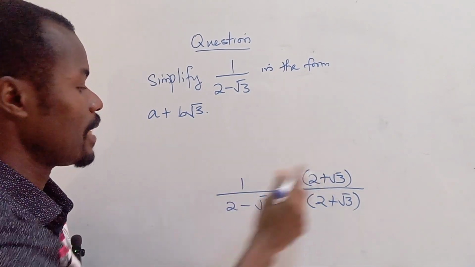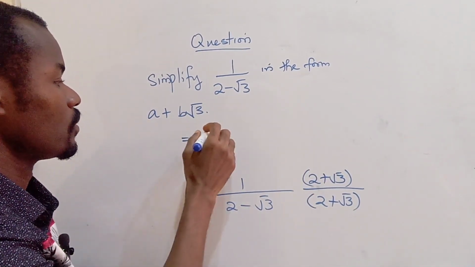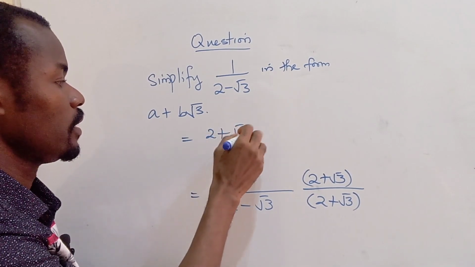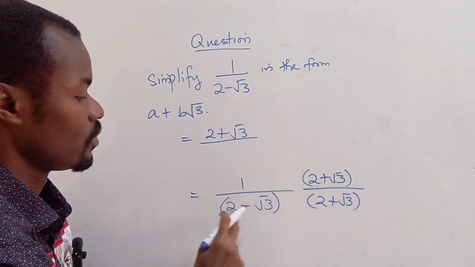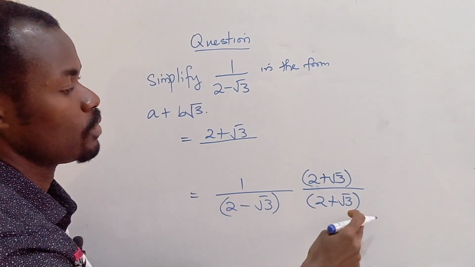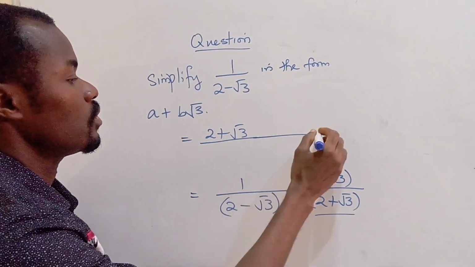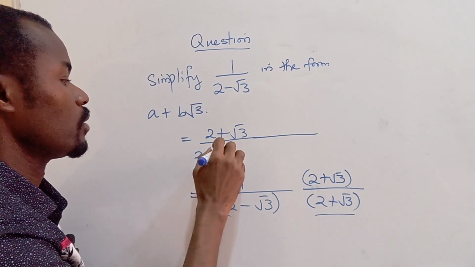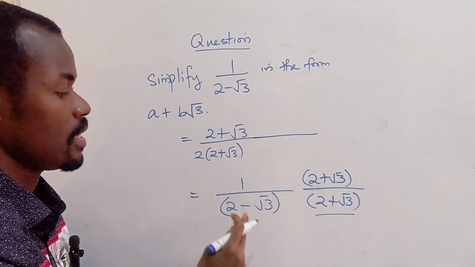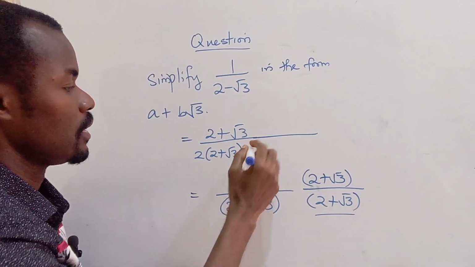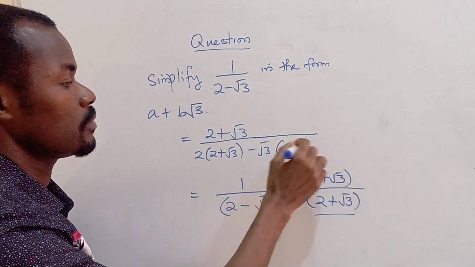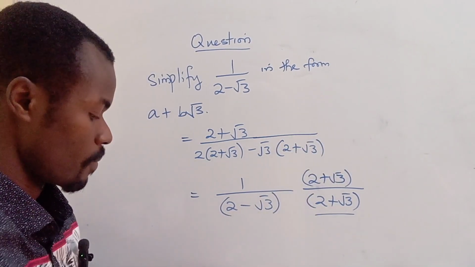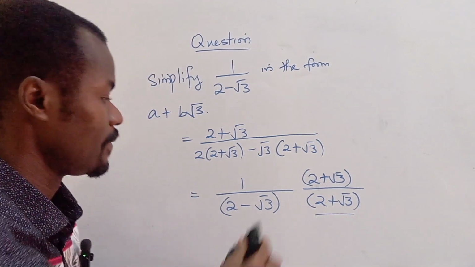So 1 times this is going to give us 2 plus root 3. Now the denominator: 2 is going to multiply all of this first, so I have 2 multiplying 2 plus root 3. Now minus root 3 is also going to multiply all of this. All right, so let's see what that gives us.